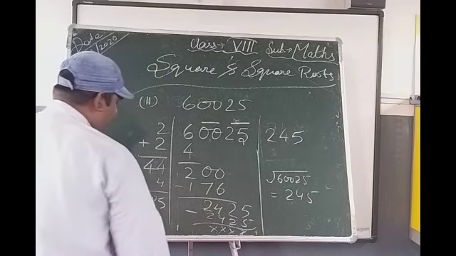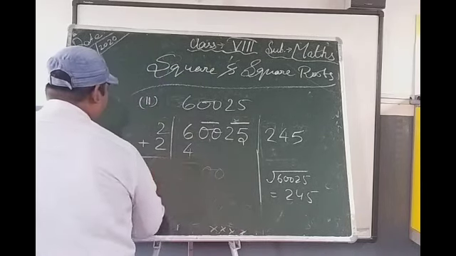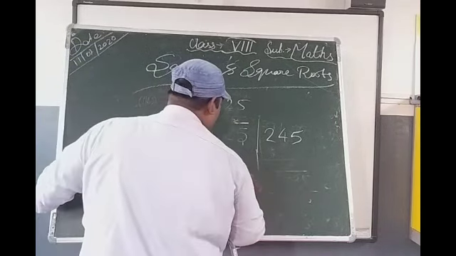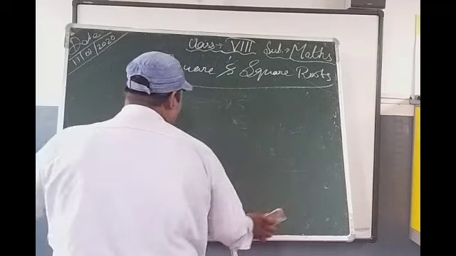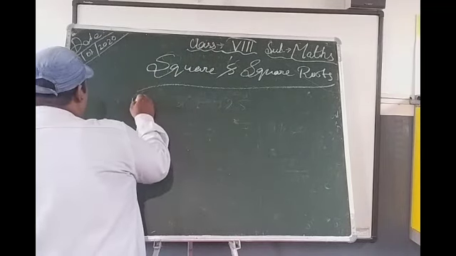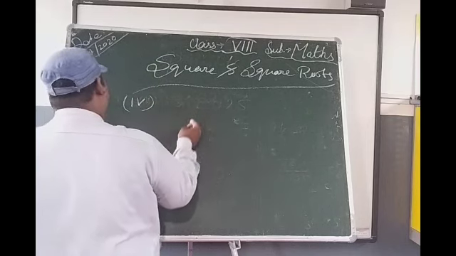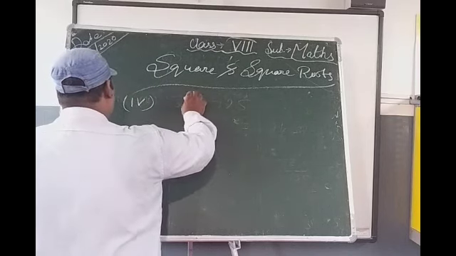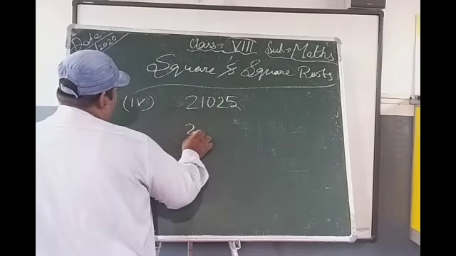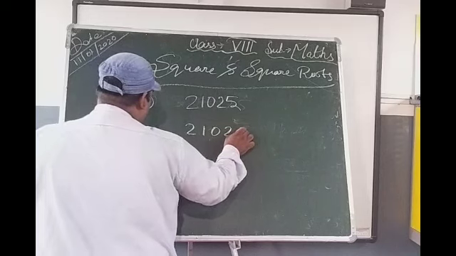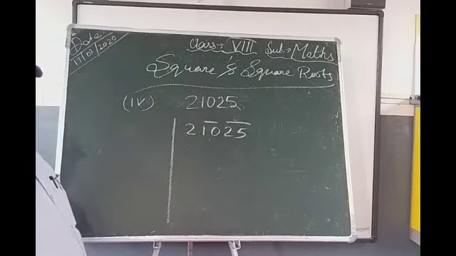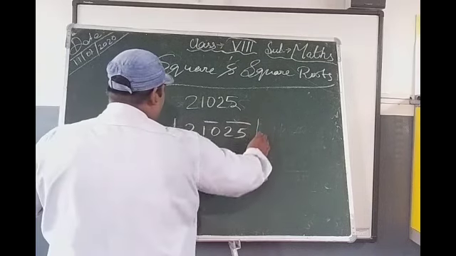Okay students, now we will look at one more example. In the next video we will see how to find the square root of a decimal number. Today we will look only at general numbers. One more example: suppose 21025 is given. That is also an odd number of digits. When you start making pairs, you will get this type of arrangement.